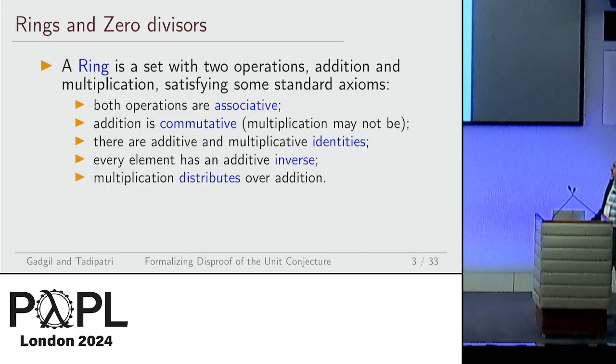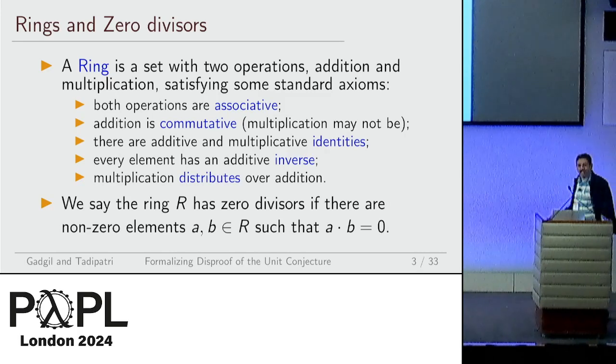And this concept makes sense in a ring, which is a set with addition and multiplication, addition forming an abelian group, and multiplication distributing over addition, but elements need not have multiplicative inverses, and the multiplication need not be commutative. So a ring has zero divisors if two nonzero things multiply to 0. 0 here is the additive identity.